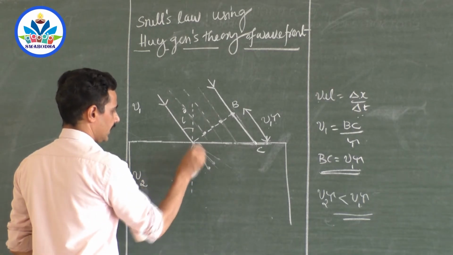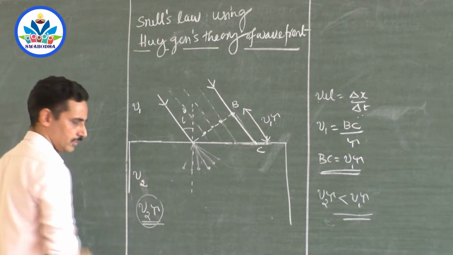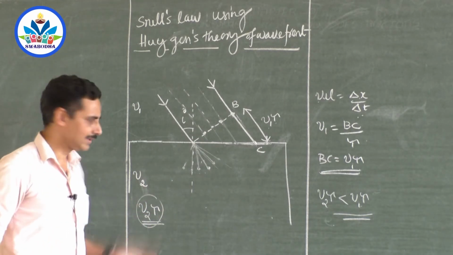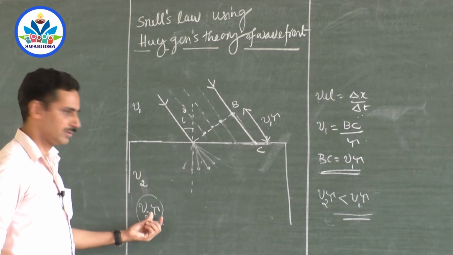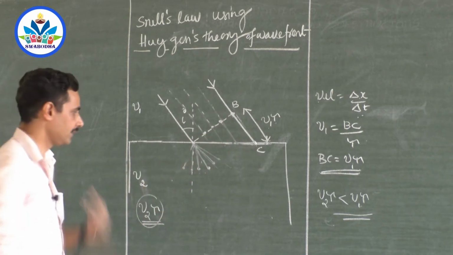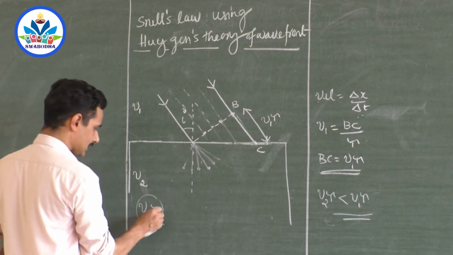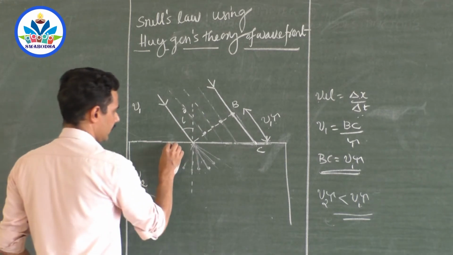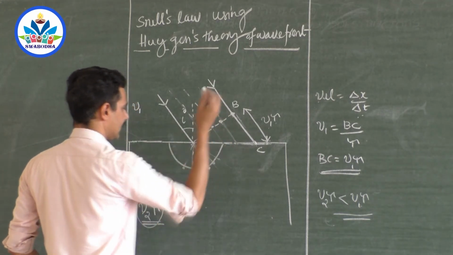We will draw a circle of radius v2 tau. We know that the distance is v2 tau, right? v2 into 10 seconds. The distance is lesser than this, but in what direction? We don't know, right? So with this as a radius, draw a semicircle. Did you get that now?